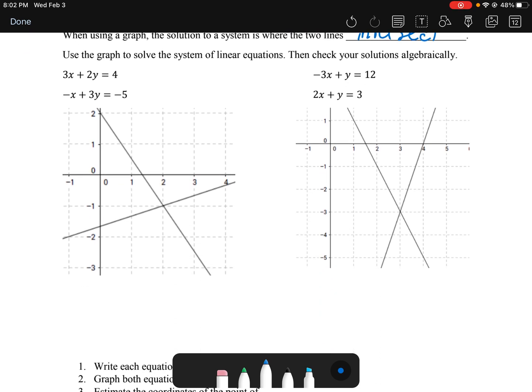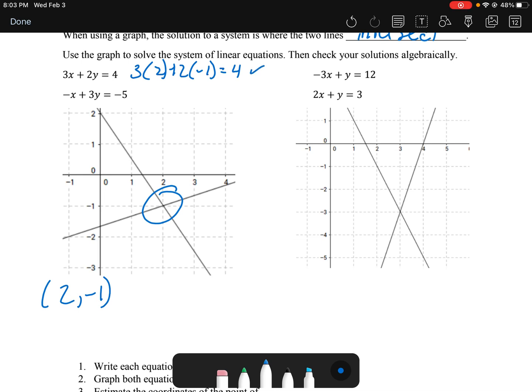So for the first one, I have 3x plus 2y is equal to 4, and negative x plus 3y is equal to negative 5. On this graph, we have to see where they intersect one another. That's right there, at the coordinate point negative 2, comma, negative 1. So to check it, we're going to substitute it back in to make sure that it satisfies both. So I have 3 times x, or negative 2, plus 2 times y, or negative 1. Does that equal 4? Let's see here. I have negative 6 plus negative 2, that equals... wait, 3 times negative 2 is negative 6, plus 2 times negative 1, negative 2. Yeah, that one checks out.